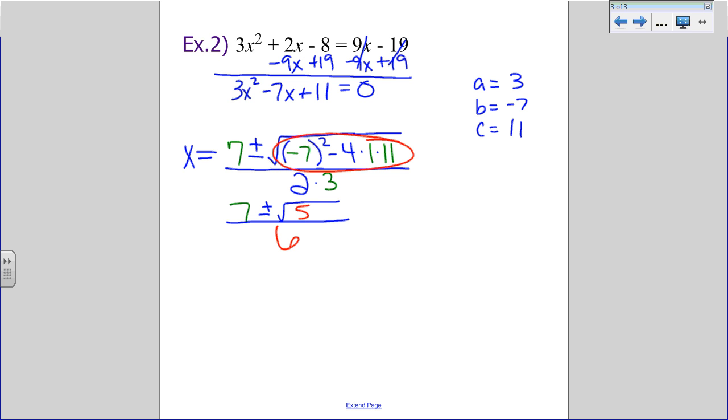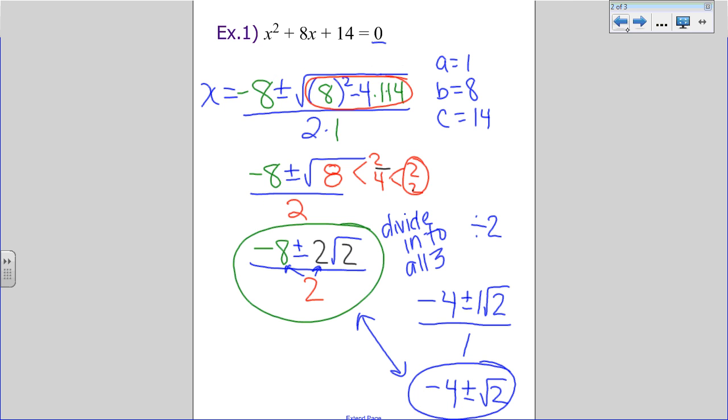Now when I look at this, I like this problem a lot more than what I've had before because 5 doesn't have any factors. It's prime. Nothing divides in here and never will as long as this is a 1. So if we have a 1 here, ladies and gentlemen, there's not going to be any simplifying. So here's my final answer. X equals 7 plus or minus 1 square root of 5 all over 6. So we're going to leave these in our simplest radical form.